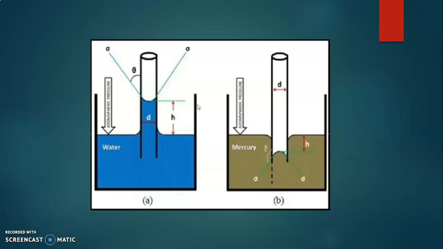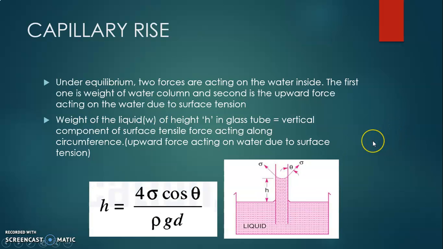So capillarity is the rise or fall of liquid in a small tube with respect to the adjacent general level of liquid when the tube is held vertical in the liquid. Now we will find the expression for capillary rise. Under equilibrium, two forces are acting on the water inside. The first one is the weight of the water column, which is at a height of h, and the other force is the upward force acting on the water due to surface tension sigma.